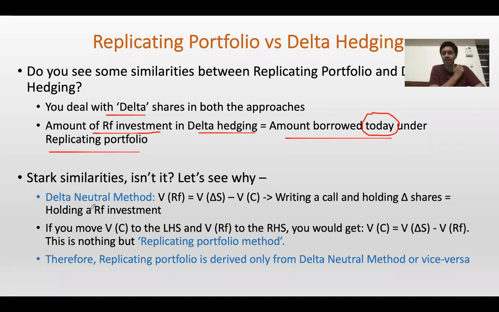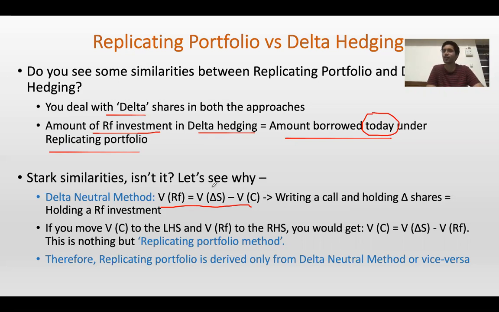So the stark similarities that we saw were that delta was equal under both the approaches, and the risk-free investment in delta hedging was equal to the amount which we borrowed today. Under the delta neutral method, the value of a risk-free portfolio is equal to value of delta shares less value of call option, right? We did minus over here because we are receiving cash when we are writing a call option, right? So if this is an equation in math terms, if I have to put it in words, writing a call and holding delta shares is nothing but equal to holding a risk-free investment, right?